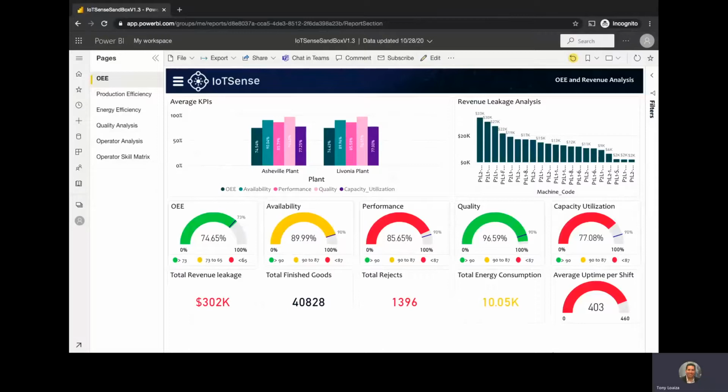To help you see this in action, we created this sandbox so that you can have an insight into some of the different solutions that we've created for a variety of different customers all in one location. Now, on this landing page, you're seeing some of the solutions related to OEE and revenue analysis. Some of the highlights of this page are the following.